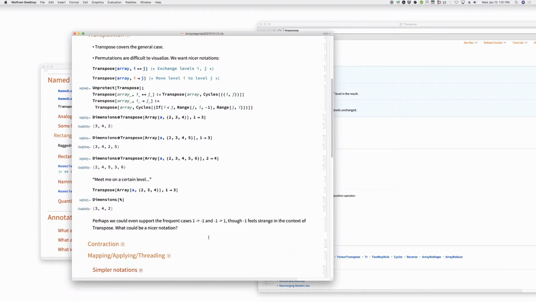Well, I'm asking whether -1 is acceptable. I mean, it doesn't look too weird to have 1 goes to -1 and -1 goes to 1. I don't think so. No, that'd be great, because I have functions I've had to write called transpose first to last and transpose last to first, because it's so hard to figure out the permutation. Exactly.